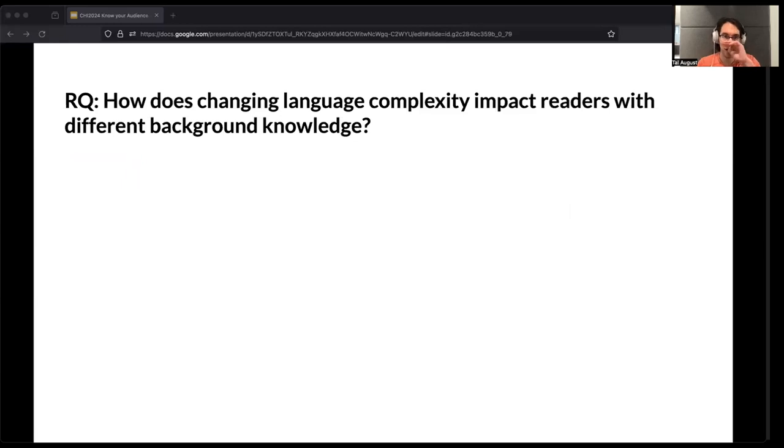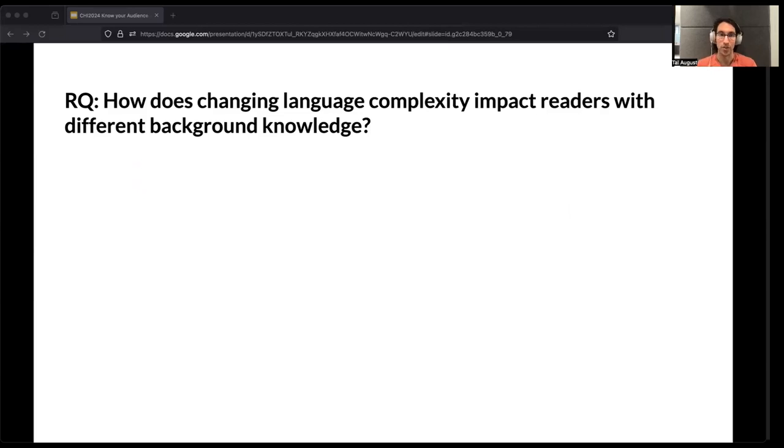In this talk, I'll cover our project investigating how changes in scientific text affect the reading experience of different general audience readers. By general audience readers, I mean those without advanced degrees or careers in science. So this isn't someone who's doing research or is research adjacent, but someone who might read about a new study in a newspaper or a magazine.